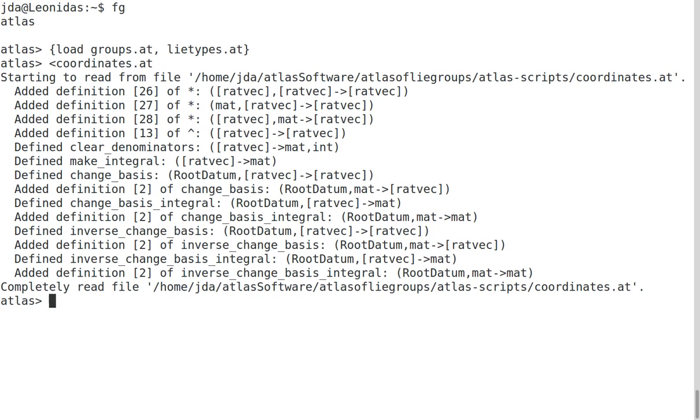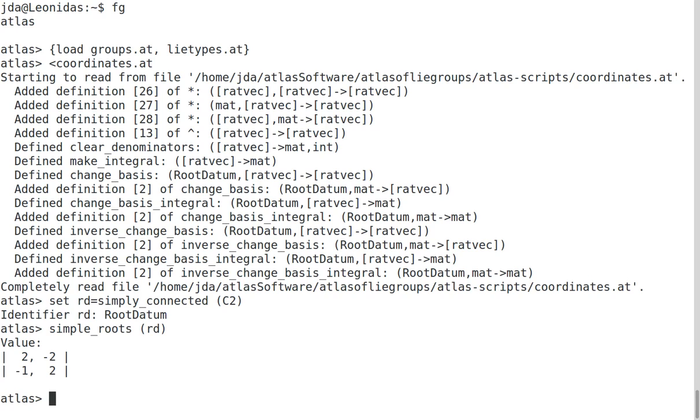And let's just start with a quick example. Suppose I set RD to be the simply connected root datum of type C2, and I look at the simple roots. They're not what I want. So I would much prefer if I could use the simple roots that I'm familiar with. Let's put those in a matrix. I'd like the simple roots to be 1, -1, 0, 2.